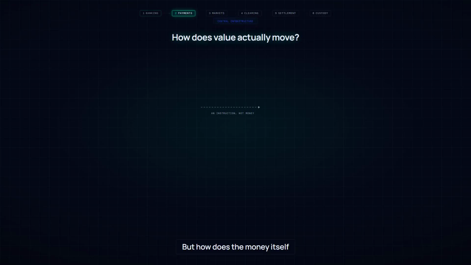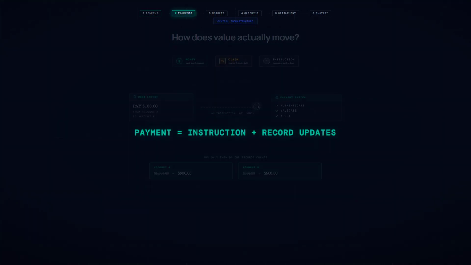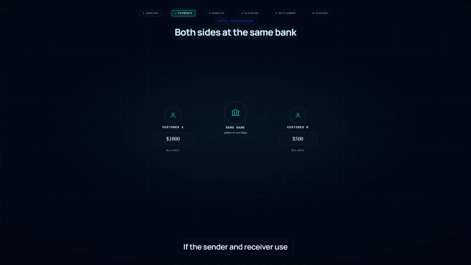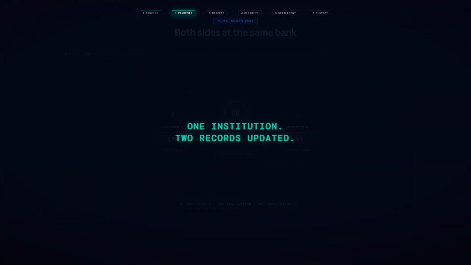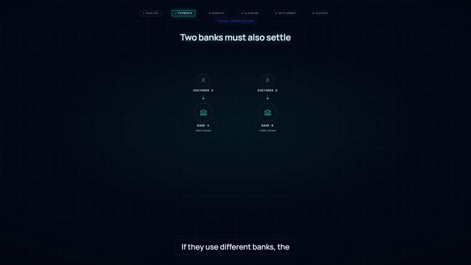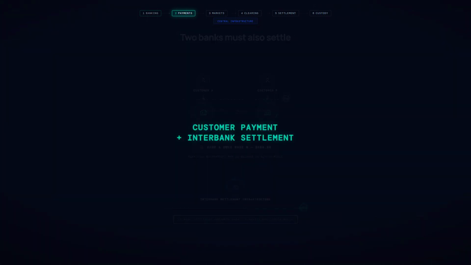But how does the money itself move? That is the payments layer. A payment is an instruction to update financial records. If the sender and receiver use the same bank, the bank may only update its own ledger. One balance decreases, another increases. If they use different banks, the institutions must also settle with one another. Messages are authenticated, obligations may be cleared or netted, and final balances move through interbank infrastructure.